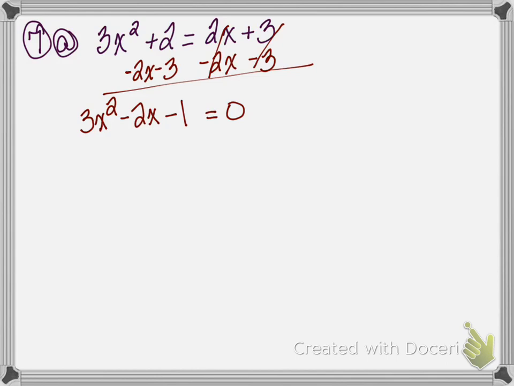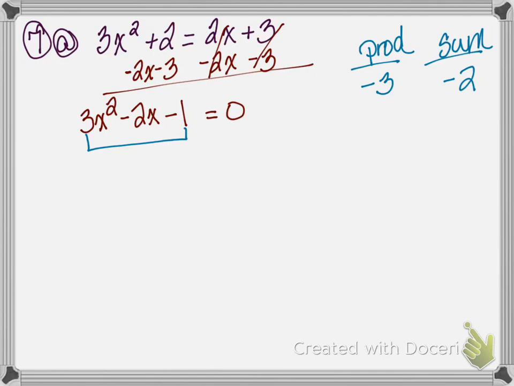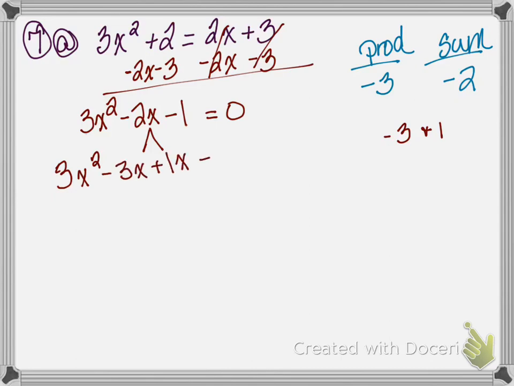I have to use the AC method, so I say 3 times -1. So my product is going to be -3, and my sum is my b value, and that's going to be -2. So I need two numbers multiplied together that give me -3, and added together give me -2. So my two numbers are going to be -3 and +1. So I split this number right here. So I have 3x squared minus 3x plus 1x minus 1.